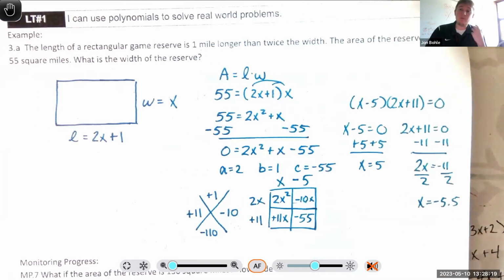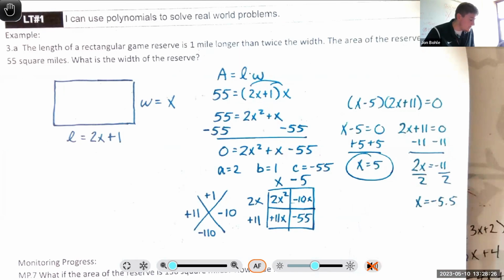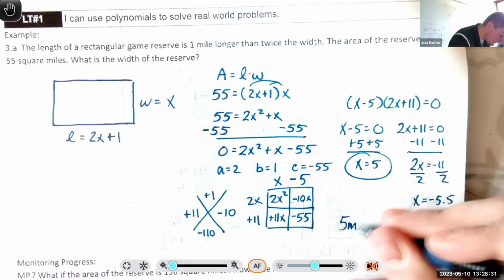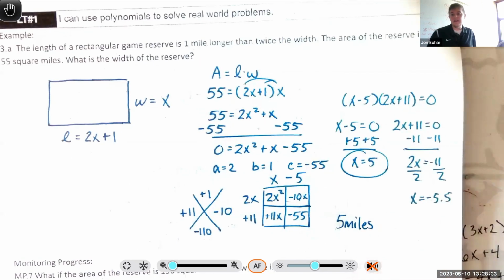Does it make sense for me to have a width of negative 5.5 when we're talking about a mile reserve? No. So that means this is my answer. So what is the width of the reserve? It is going to be 5 miles. Okay, it doesn't make sense to have a negative distance there.